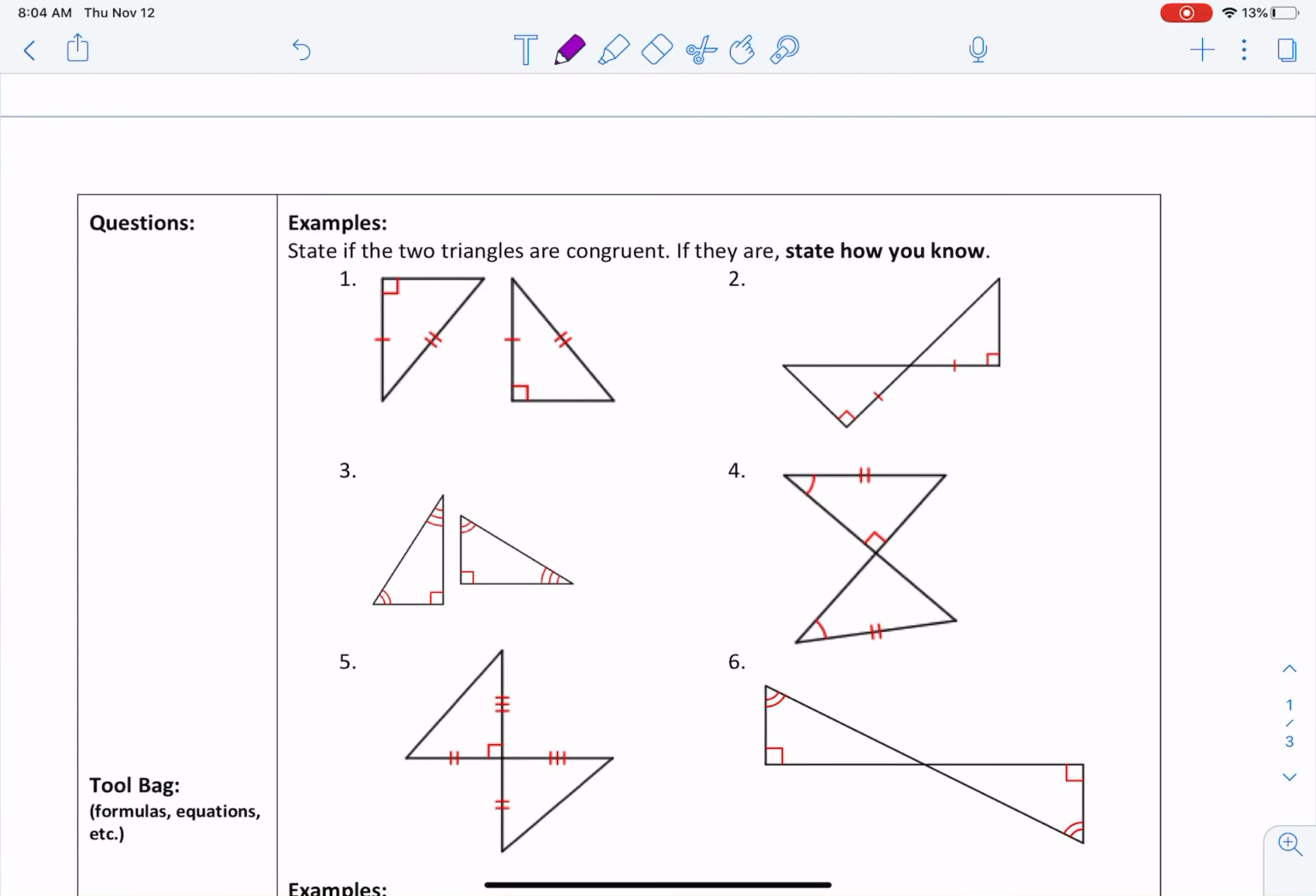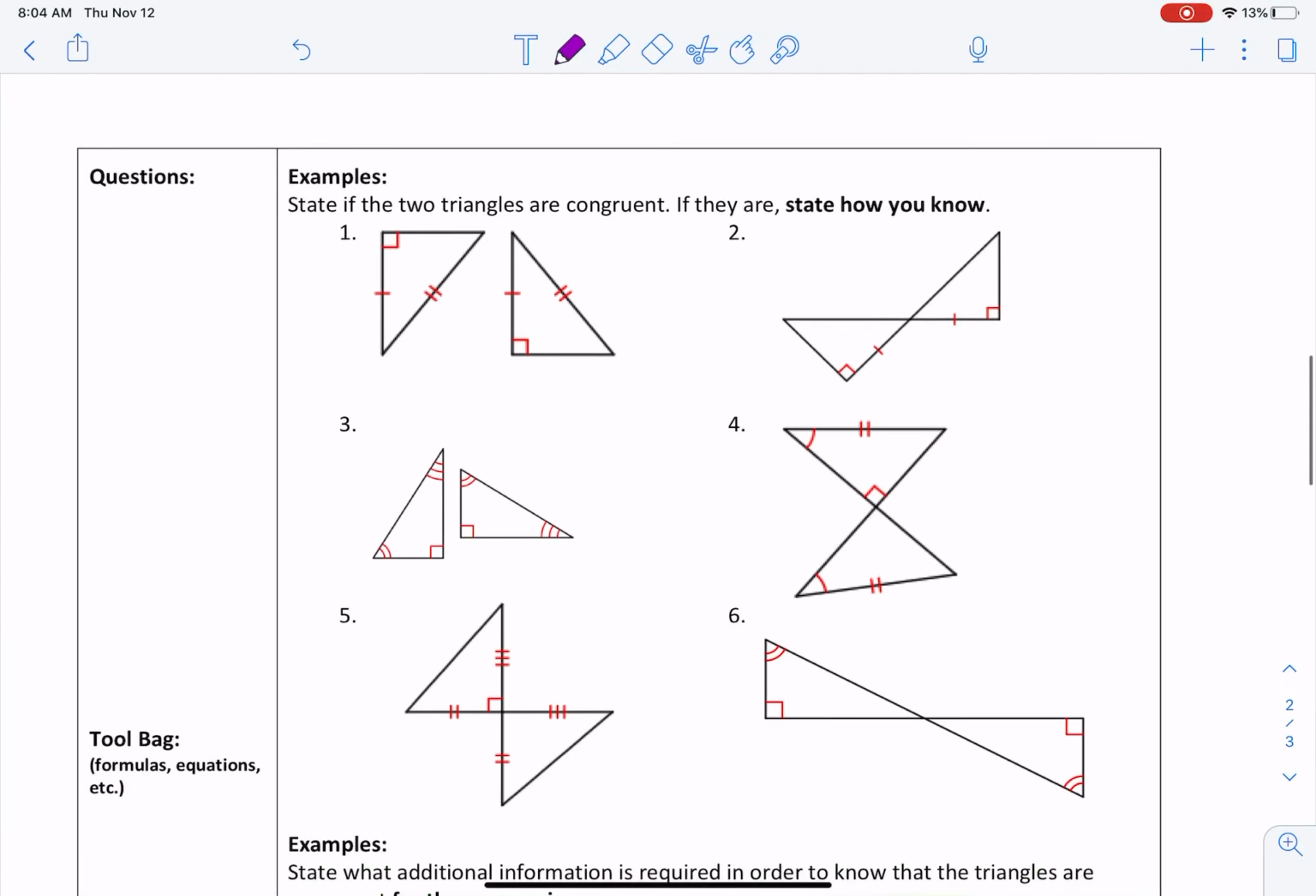So we're going to look at these triangles and decide if they're congruent. For these examples, they're all right triangles. So then I have to decide if I can tell if they're congruent. So for number 1, I have a hypotenuse and I have a leg. So I can say that these are congruent by hypotenuse leg.